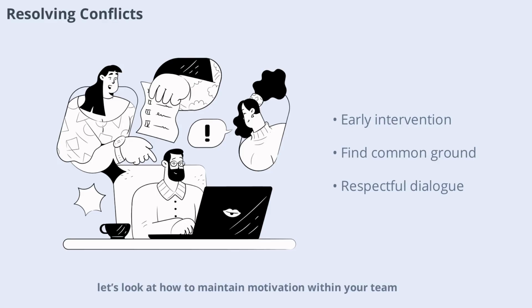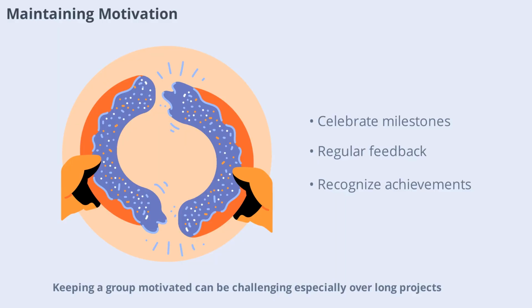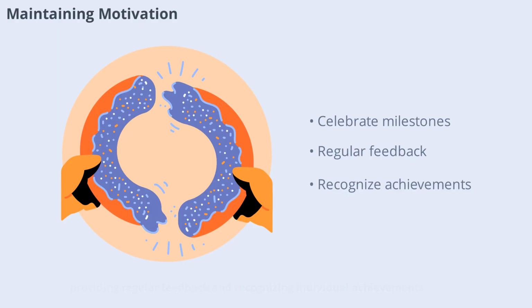Up next, let's look at how to maintain motivation within your team. Keeping a group motivated can be challenging, especially over long projects. Leaders can boost motivation by celebrating milestones, providing regular feedback, and recognizing individual achievements. Setting short-term goals and offering opportunities for growth also help maintain enthusiasm. When members feel appreciated and see progress, they're more likely to stay engaged and committed.